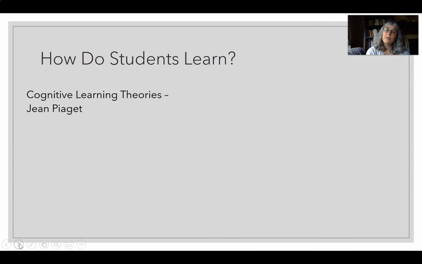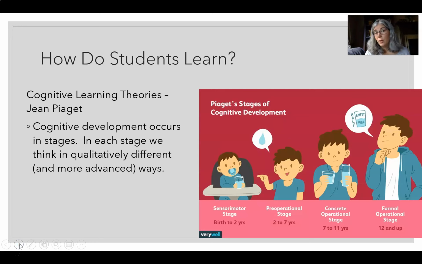All right, moving forward to a different area of learning theories, we're going to be looking at the cognitive learning theorists, beginning with Jean Piaget. If you've had a child development course, perhaps an intro to psychology course, you may have already covered him. He believes that learning occurs in 4 distinct stages, and that as we grow, we think qualitatively differently and in more and more advanced ways.